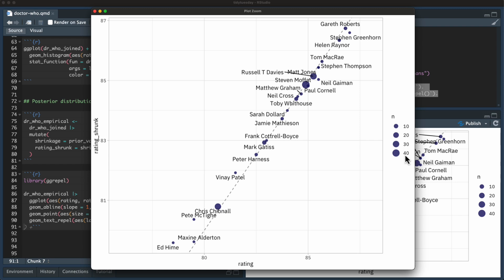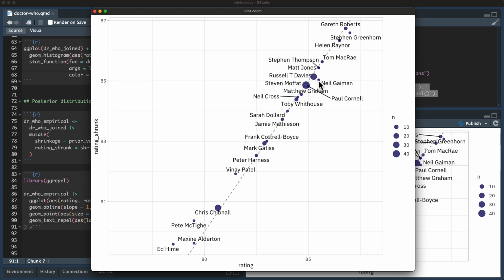So here is Russell T. Davies. Here's Steven Moffat. Russell T. Davies, higher than Steven Moffat. Love it. I actually am not sure who Chris Chibnall is. I'll need to look that up. I don't know who this person is, but quite remarkable. Like this is a big spread here. I also am going to have to look up Gareth Roberts. I don't know who that is either. So this is interesting. I would love to learn more about some of these people.